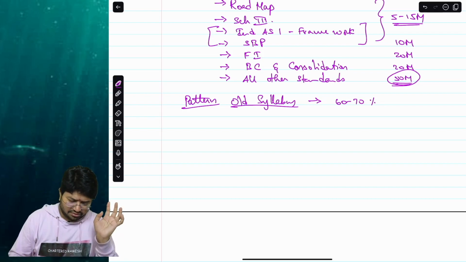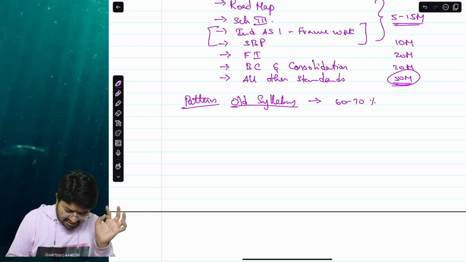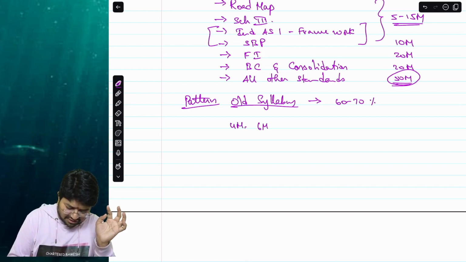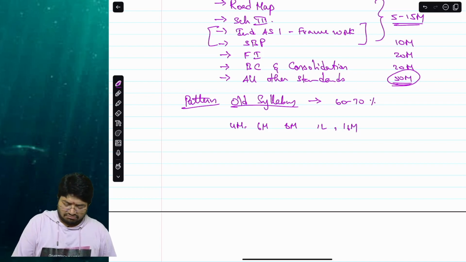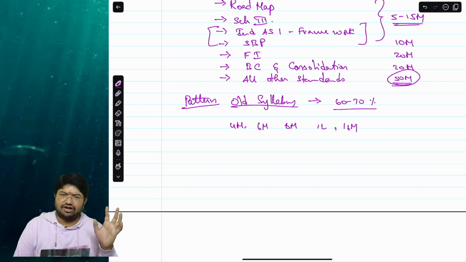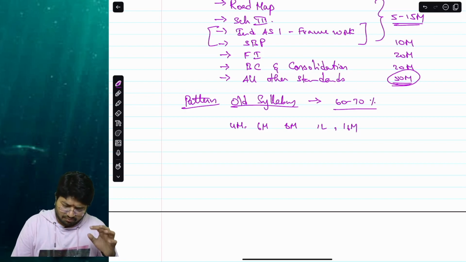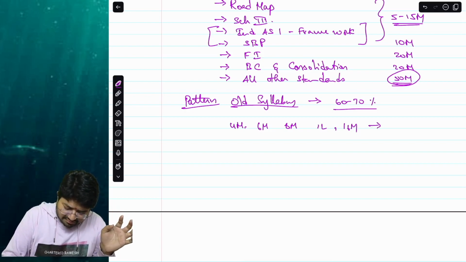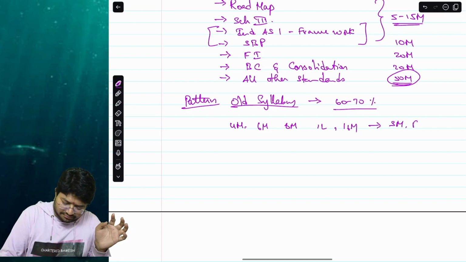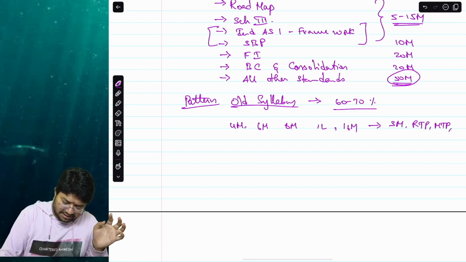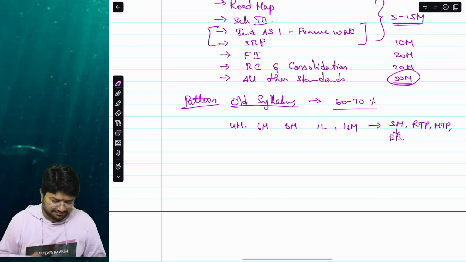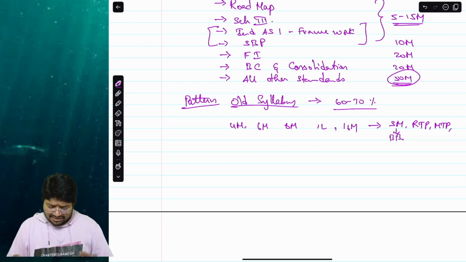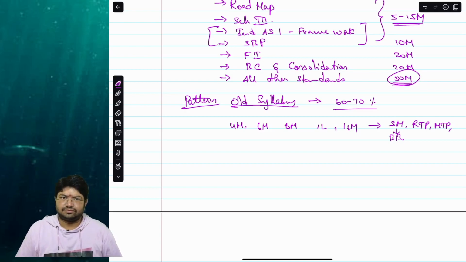So what I am trying to convey here is that the questions could be 4 mark, 6 mark, 8 mark, or 12 marks, 16 marks. It could be anything. Most of the times, it could be ranging between 70 to 80% also instead of 60-70. Most of the times the questions are from the study material, RTP, MTP, or your study material book back questions. These are predominantly being tested.